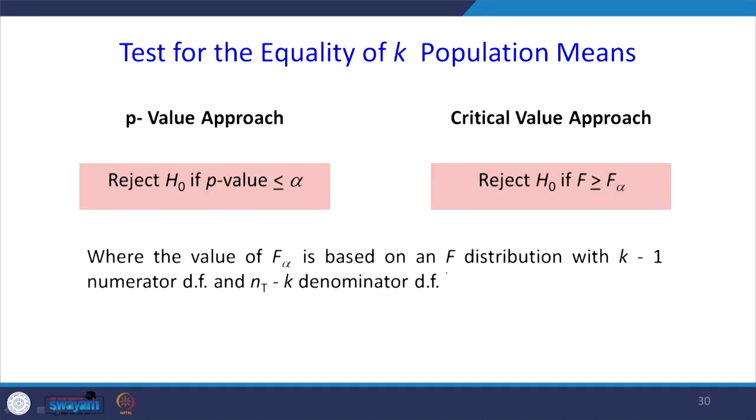The p value approach as usual for hypothesis testing: if the p value is less than or equal to alpha, we have to reject the null hypothesis. If you are using the critical value, if the F value is greater than the value which you got from the table, that also we have to reject our null hypothesis.